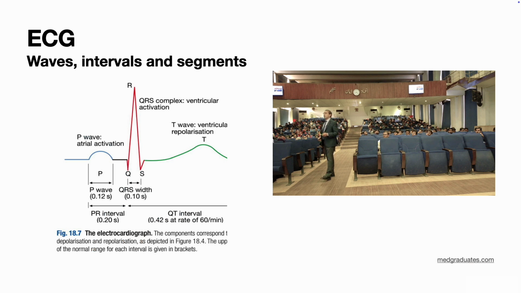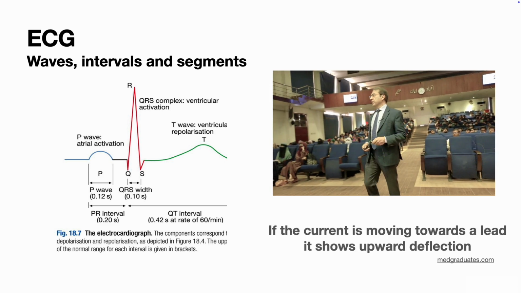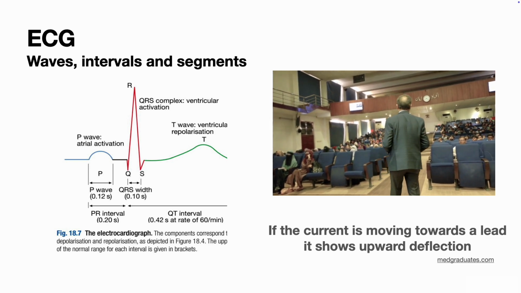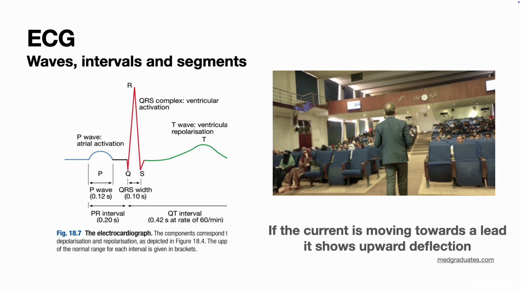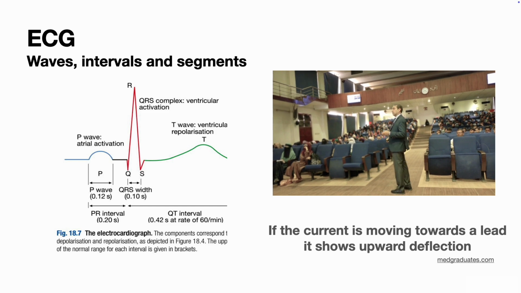Now, these are the normal waves, intervals, and segments. I presume you know already all this. Do you? That's good. If the current is moving toward a lead, it shows an upward deflection. If the current is moving away from the lead, it shows a downward deflection. This simple principle has to be kept in mind.